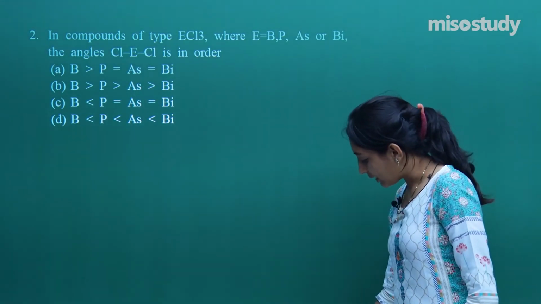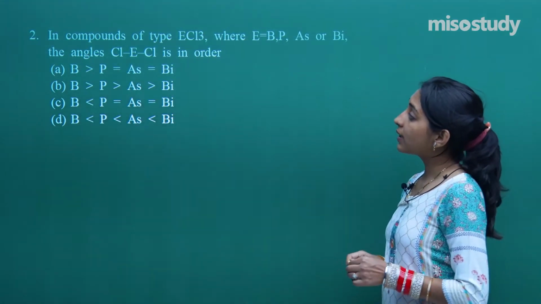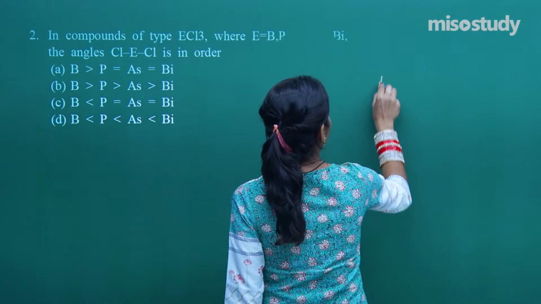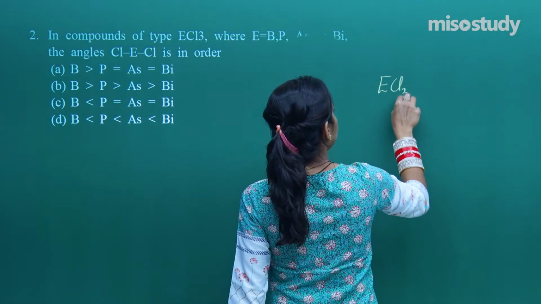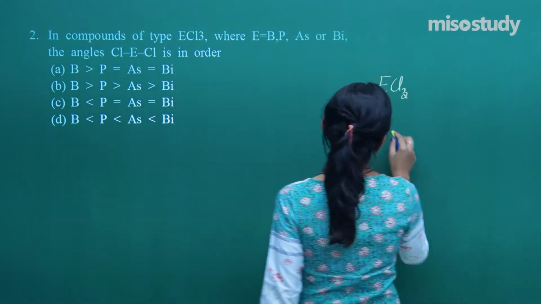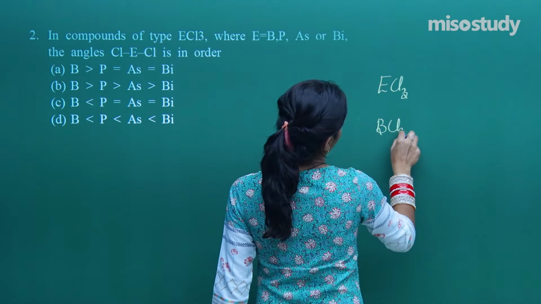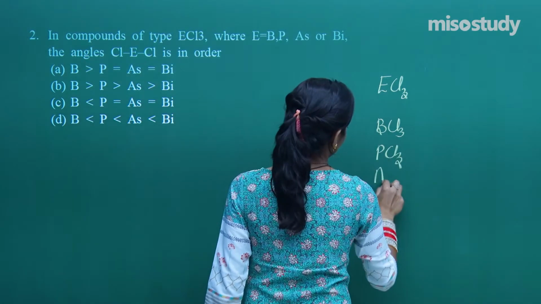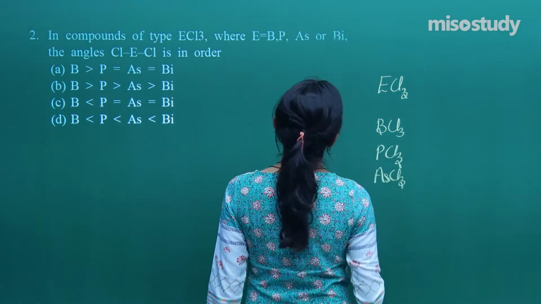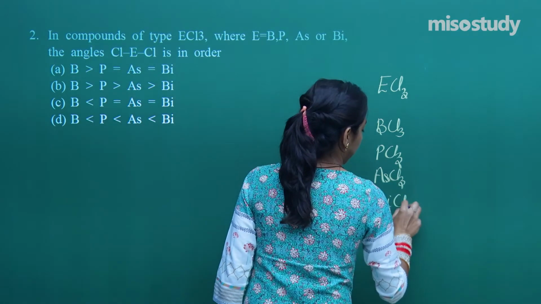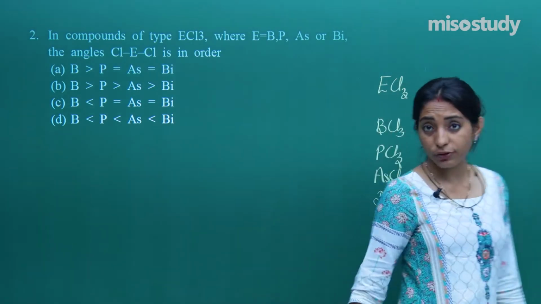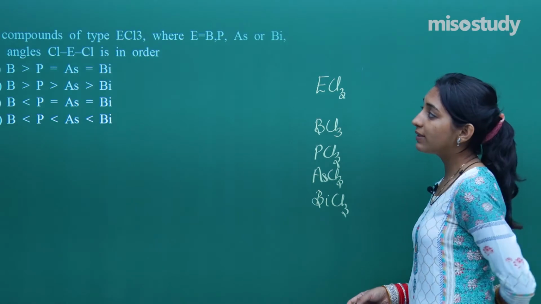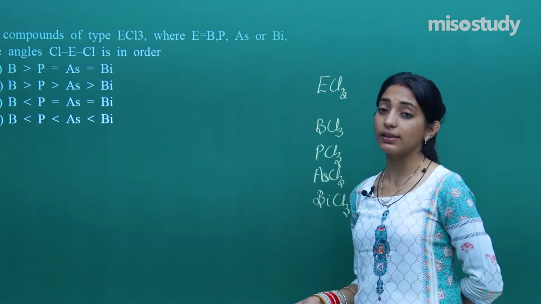The second question says, in the compounds of the type ECl3, so there is a compound written as ECl3 where E is boron, phosphorus, arsenic, bismuth. So these are the compounds that he is talking about. The Cl-E-Cl angle is in the order.